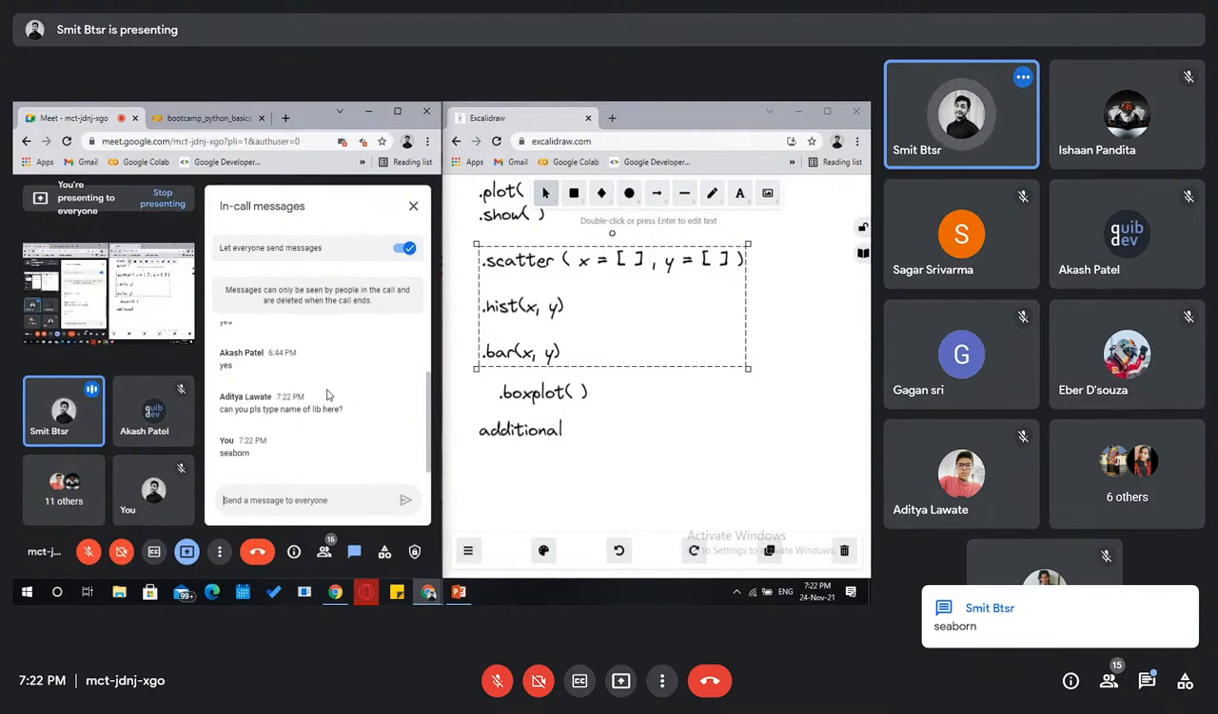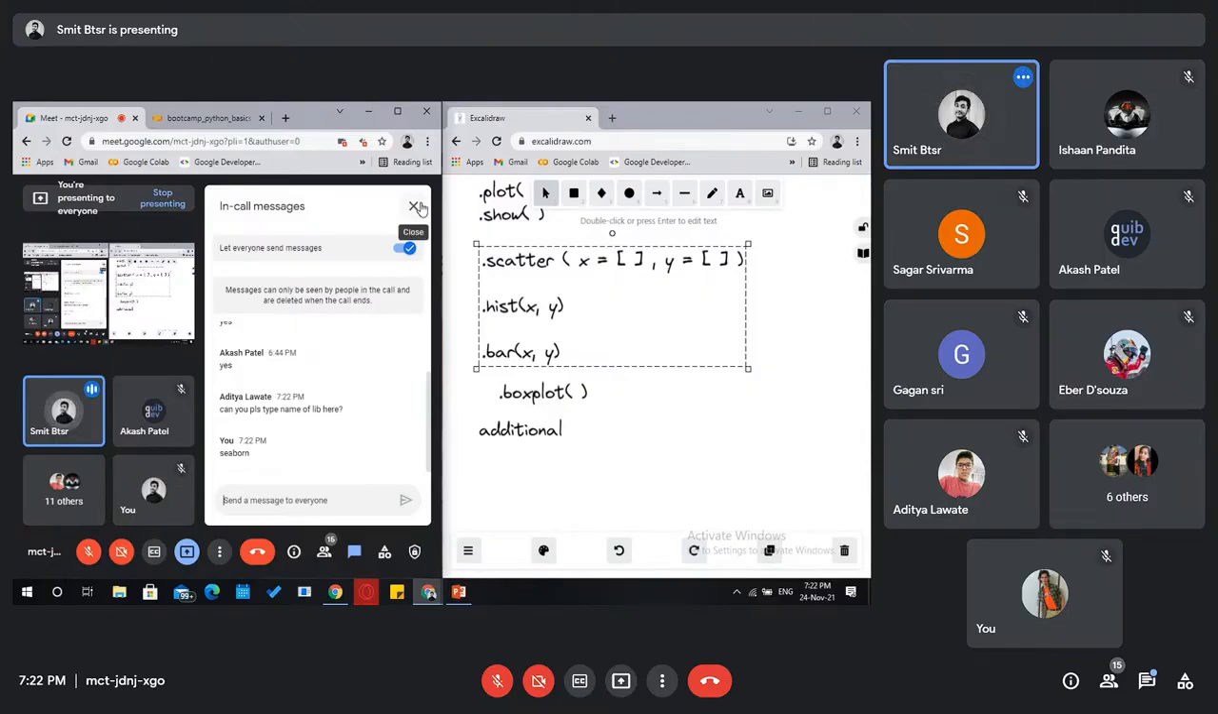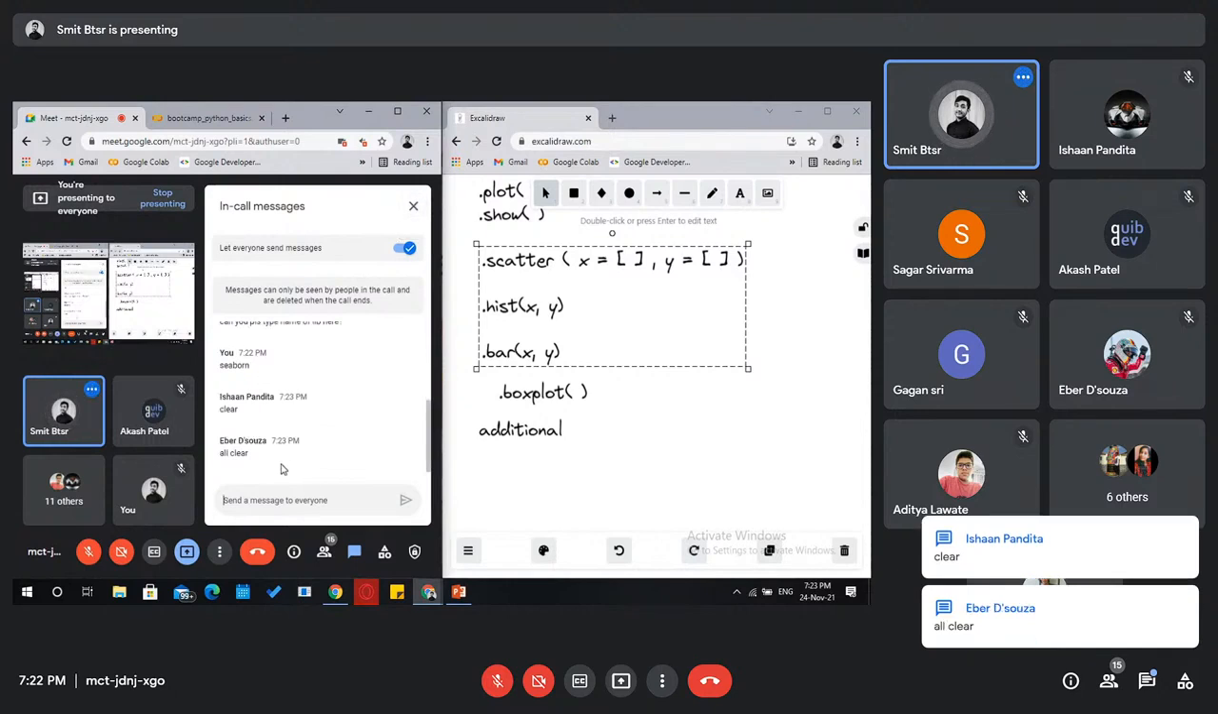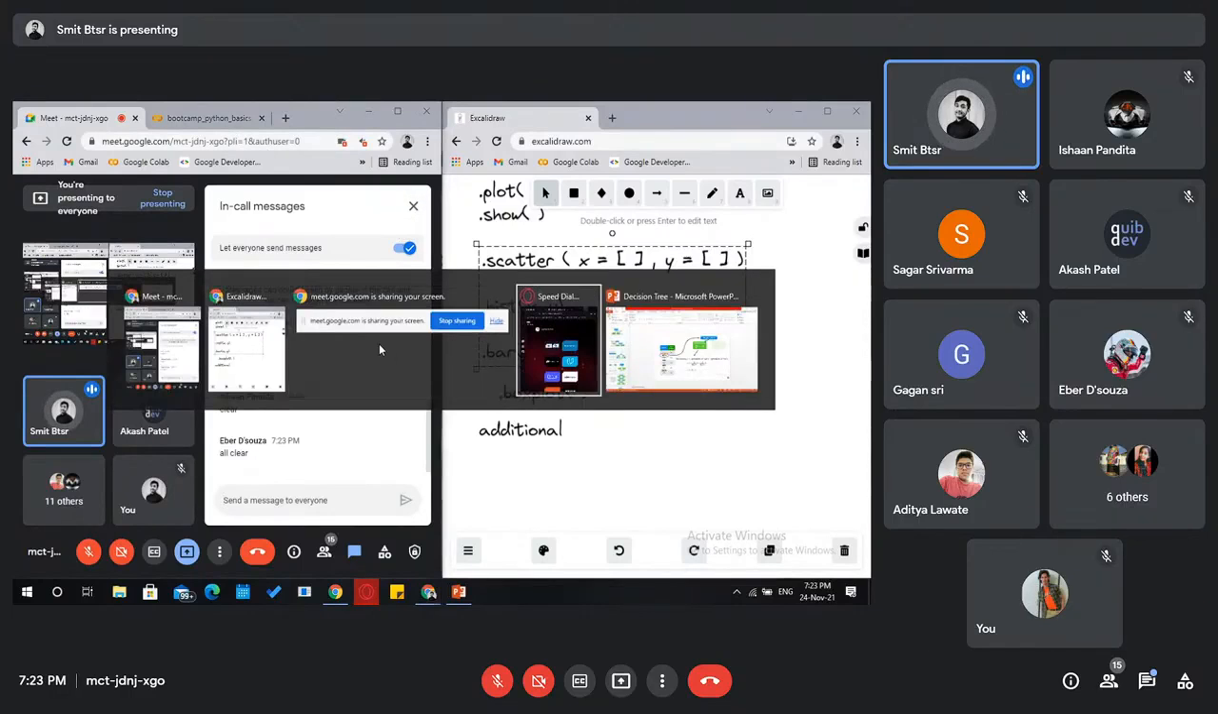Is there any doubt regarding this graph? Any labels somewhere? Or if you have already seen any new functionality here. I think most of you are new here, right? With machine learning and all. Okay, all clear. So I think now we should move on and cover a few ML concepts.